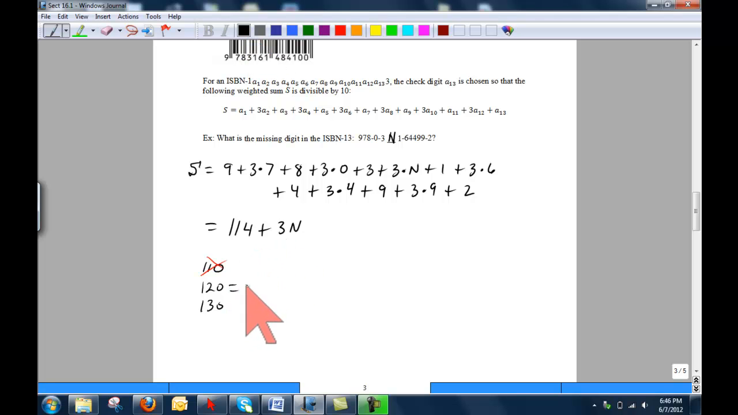Can it be 120? Well, what happens if this were 114 plus 3n? What would n be? 2. And that does it. The only possible choice for this missing digit is a 2. Otherwise, it would not be a valid ISBN 13.